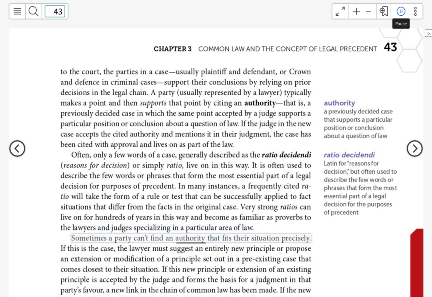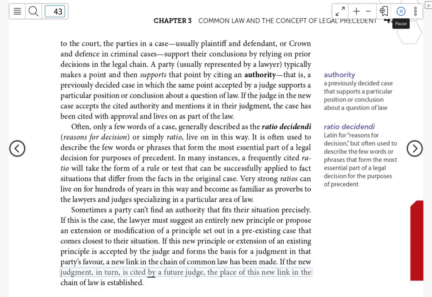Sometimes a party can't find an authority that fits their situation precisely. If this is the case, the lawyer must suggest an entirely new principle or propose an extension or modification of a principle set out in a pre-existing case that comes closest to their situation. If this new principle or extension of an existing principle is accepted by the judge and forms the basis for a judgment in that party's favor, a new link in the chain of common law has been made. If the new judgment, in turn, is cited by a future judge, the place of this new link in the chain of law is established.